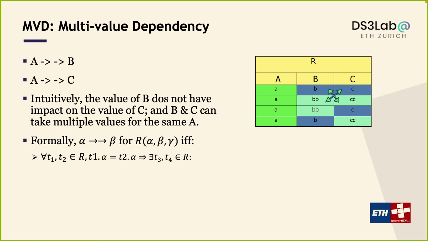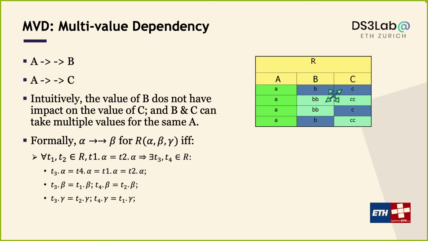This implies that you can find another pair of tuples, T3 and T4, in the same relation, such that all those four tuples share the same value on alpha. T3 and T1 share beta, T4 and T2 share beta, and T3 and T2 share gamma, and T4 and T1 share gamma.